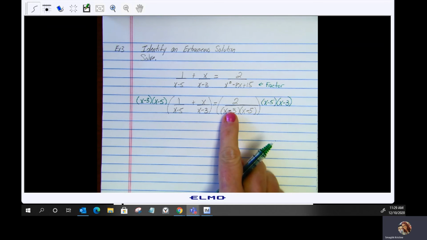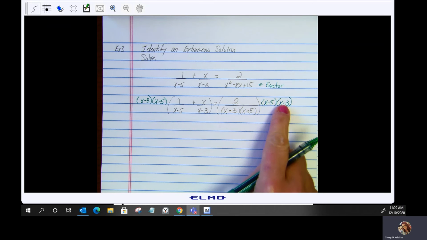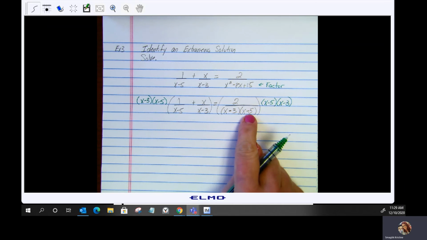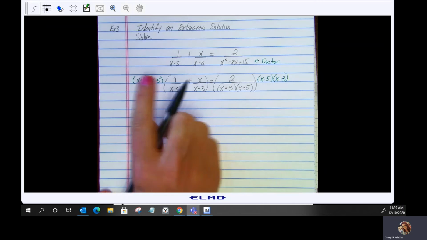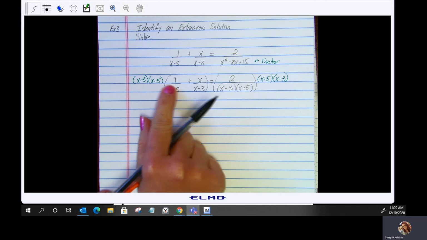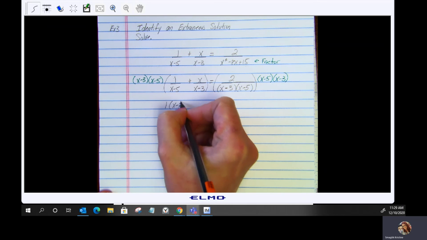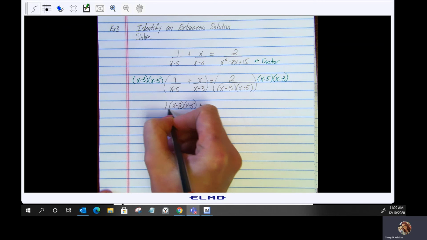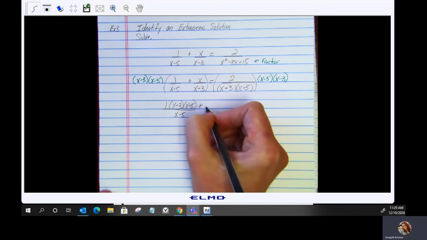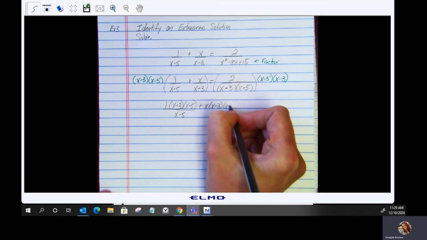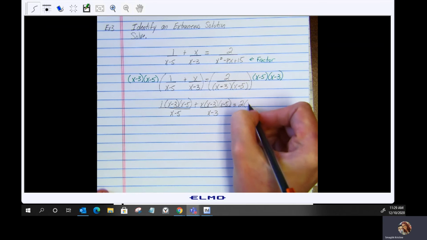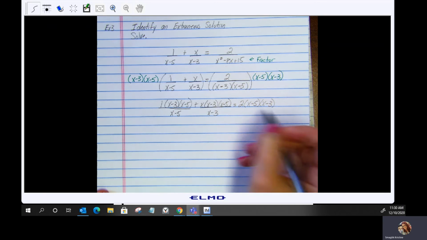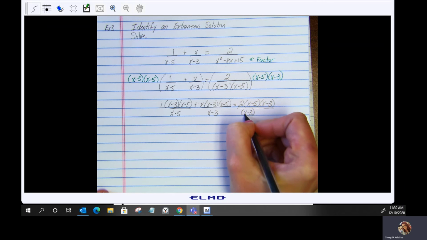Now, if you look over at this side, notice I've got an x minus 3 and x minus 3. These will reduce out. X minus 5 over x minus 5, those are going to reduce out. So after I do this multiplication, I won't have anything left in my denominator. I'm going to distribute this to both of my terms. So if I distribute the quantity x minus 3 times the quantity of x minus 5, here we go. We have 1 times x minus 3 times x minus 5 plus x minus 5 plus x times x minus 3 times x minus 5 all over x minus 3 equals 2 times x minus 5 times x minus 3 all over x minus 3 times x minus 5.